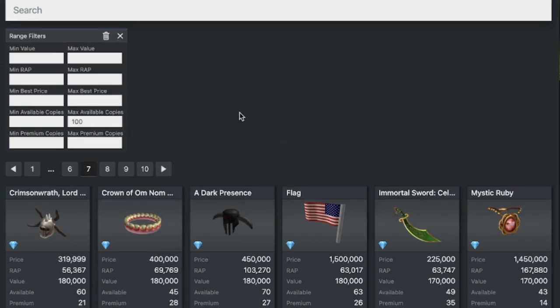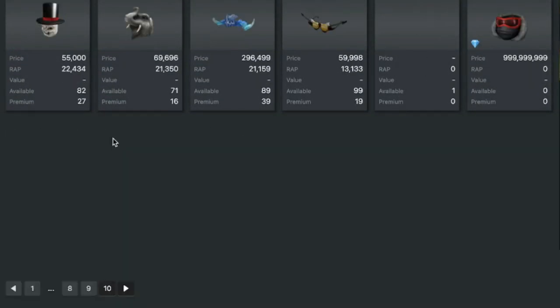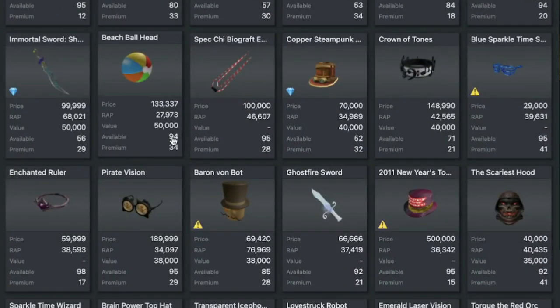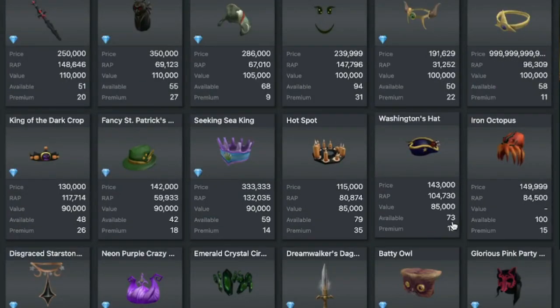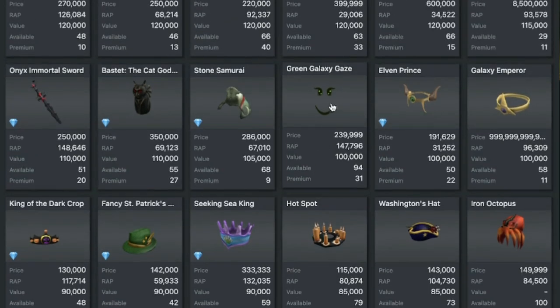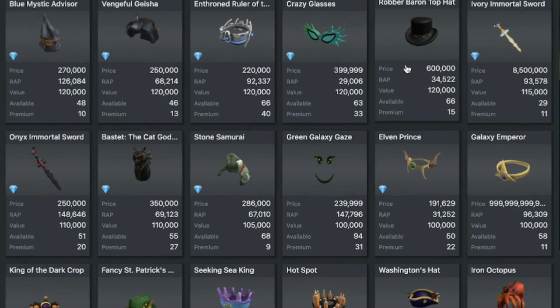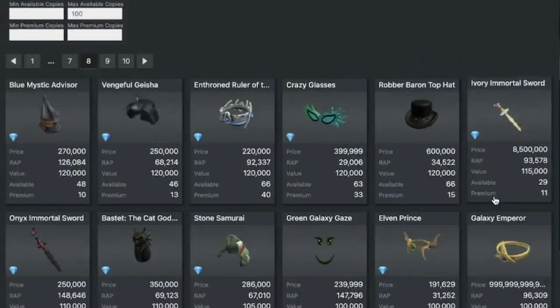Now usually people say underneath 100 copies in total, or existing copies, I should say, but there are items such as, for example, beach ball head, which is under 100 available copies, and it's not traded very often, so this can be considered a rare item, or something like Washington's hat, which has a decent amount underneath 100 available copies, which I consider a rare item. Same could be said for something like Hotspot, or maybe Green Gray's Galaxy, or even Robber Baron. I think Robber Baron might be hoarded, which is why it's not considered rare, or maybe even Galaxy Emperor, or this Iron Octopus. But yeah, these are rare items.